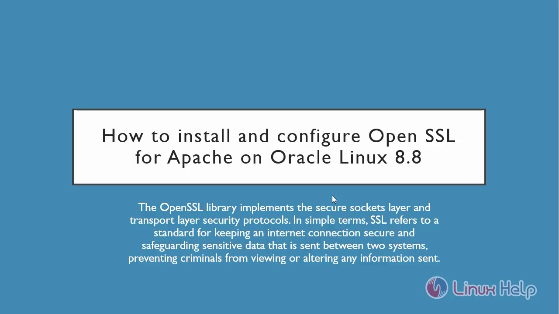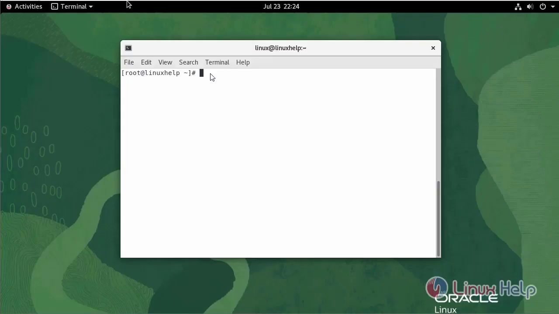Welcome to Linux. Today we're going to see how to install and configure OpenSSL for Apache on Oracle Linux 8.8. The OpenSSL library implements the Secure Socket Layer and the Transport Layer Security protocol. In simple terms, SSL refers to a standard for keeping an internet connection secure and safeguarding sensitive data that is sent between two systems, preventing criminals from viewing or altering any information sent.